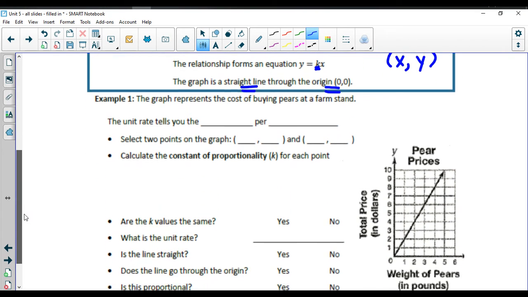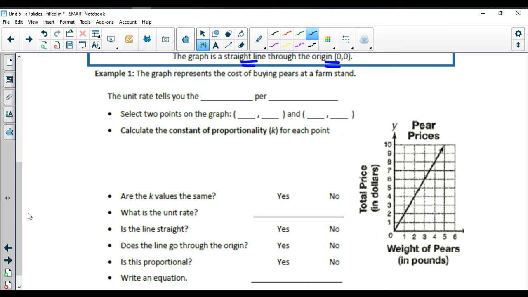So for example 1, we have the graph here represents the cost of buying pears at a farm stand. The rate is going to tell us the y divided by the x. So the y label is the price in dollars. The x label over here is the pounds. So the unit rate tells us the dollars per pound. What we're going to do is take a look at this graph and select 2 points that are easily readable without us having to guess.